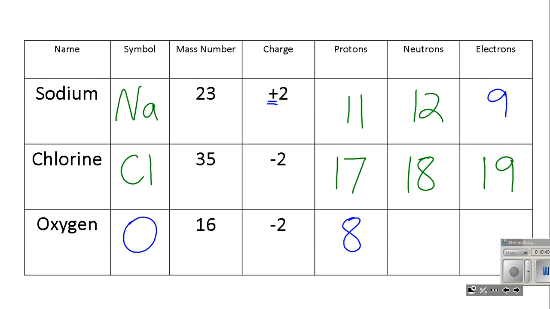Oxygen's atomic number is 8. Okay. So what do we have to think? What do we add to 8 to get 16? Well, that's another 8. And then this time, if it's a negative charge, we need to have more electrons. We need 2 more electrons than protons. So 8 plus 2 is a total of 10 for our number of electrons.